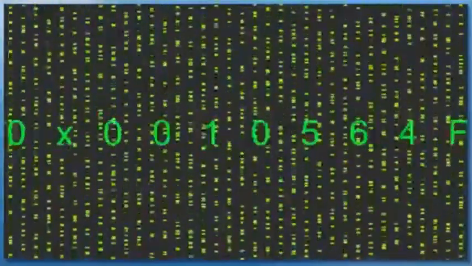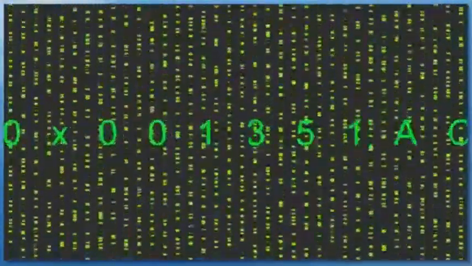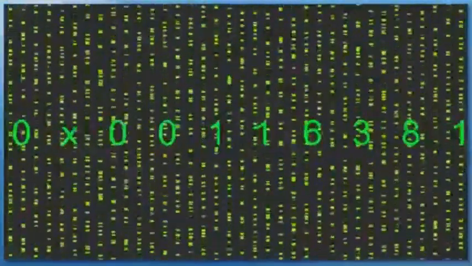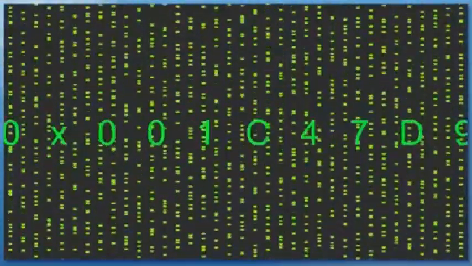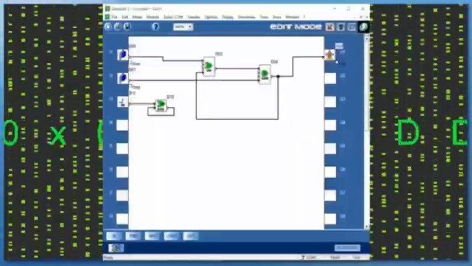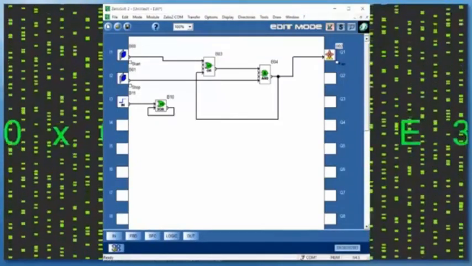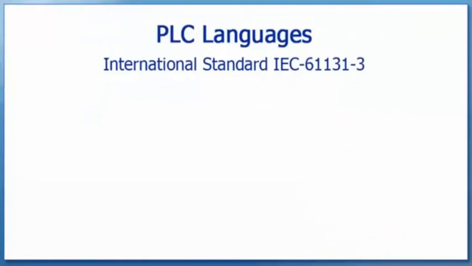The CPU of the PLC uses a hexadecimal code to perform functions. We humans find it difficult to program using this machine code. PLC manufacturers have made software that helps us write programs for their PLCs. The international standard IEC 61131-3 states that there will be 5 standard programming languages.